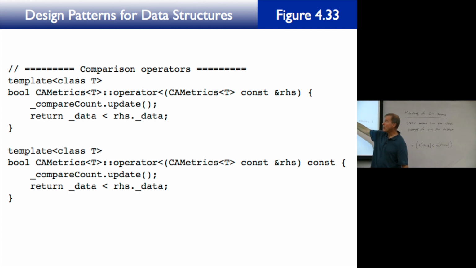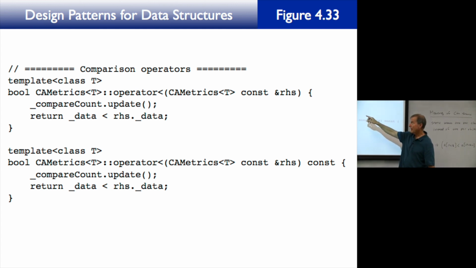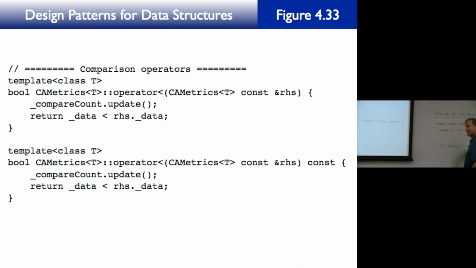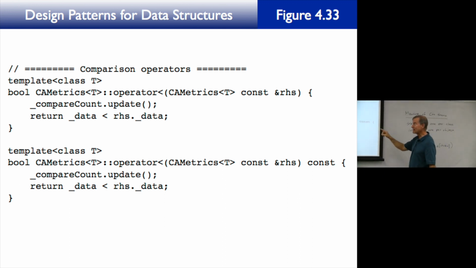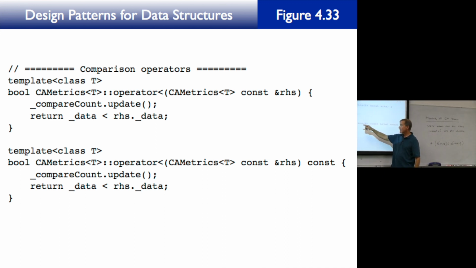Now what does this code do? It does underscore compare count dot update. It adds one to the comparison. Are you with me? And then it returns what? A Boolean. And how does it calculate the Boolean? Underscore what? Data. So now what's that? That is the double that's inside that object.